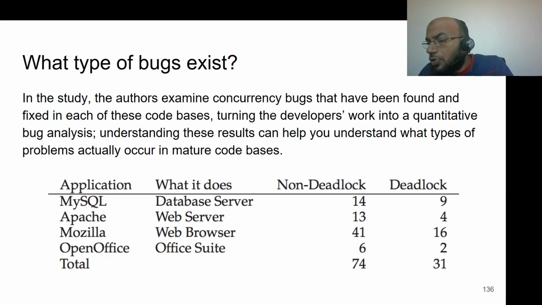database server system. So the authors of that study could find that there are 9 deadlock concurrency issues in MySQL and 14 concurrency bugs, but not deadlock related. So maybe race conditions or other sorts of bugs. The Apache web server was much better on the deadlock side, but it had almost the same number of non-deadlock concurrency issues. Mozilla had a stunning 16 deadlock bugs and 41 non-deadlock bugs.